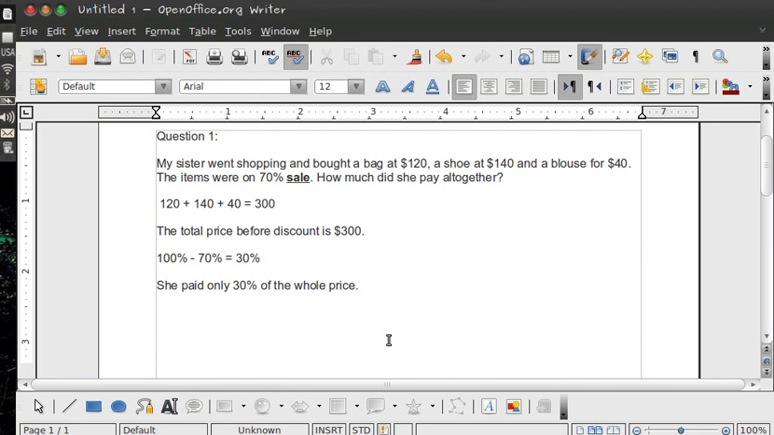So now it's very simple: 30% of the whole price. This statement, we need to change it to an equation. 30% is already in number form, so we leave it. Of means multiply, and the whole price here would be $300. So you multiply 30% by $300.